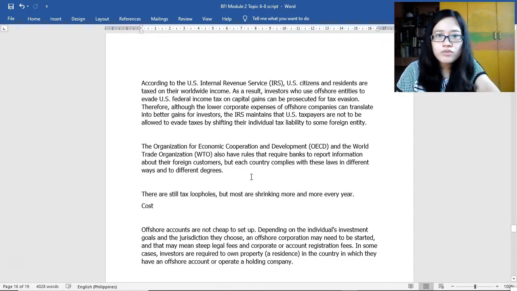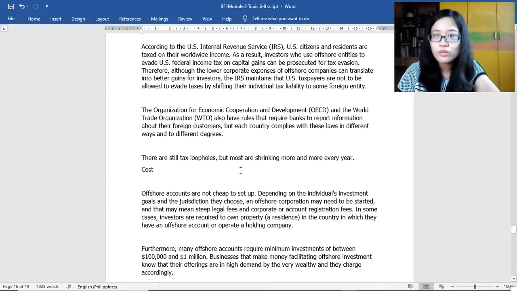The Organization for Economic Cooperation and Development, OECD, and the World Trade Organization also have rules that require banks to report information about their foreign customers. But each country complies with these laws in different ways and to different degrees. Okay? There are still tax loopholes, but most are shrinking more and more every year because of the scrutiny.